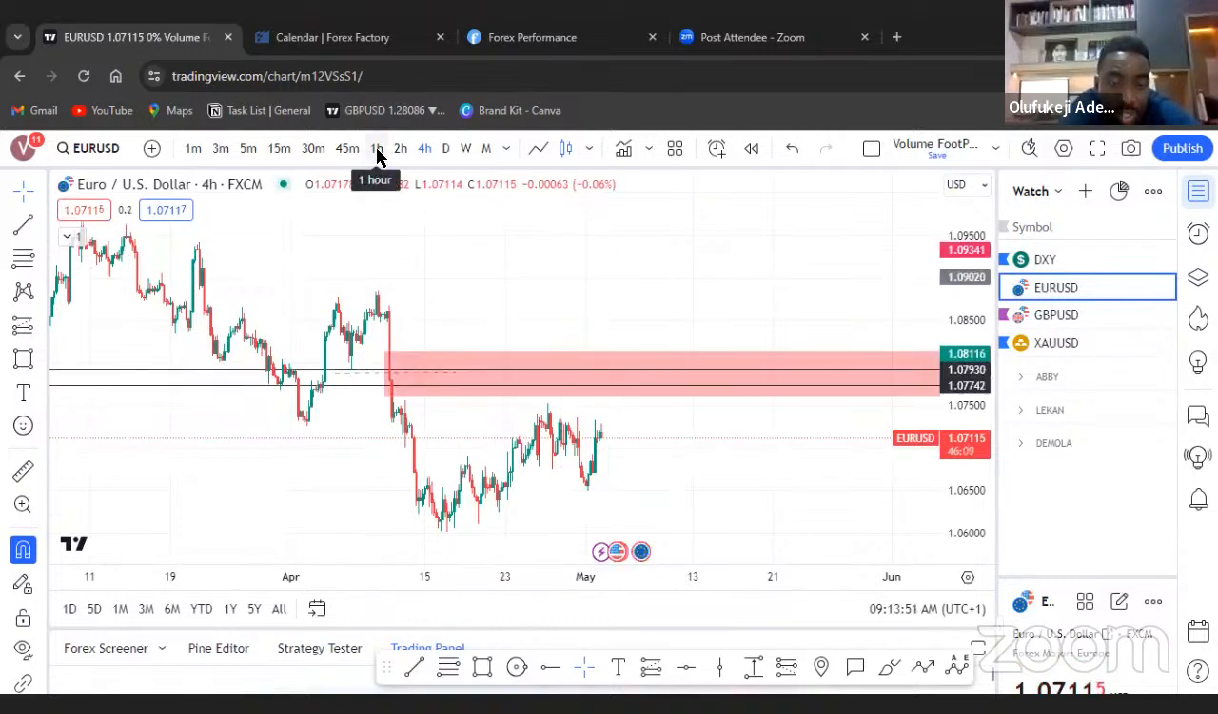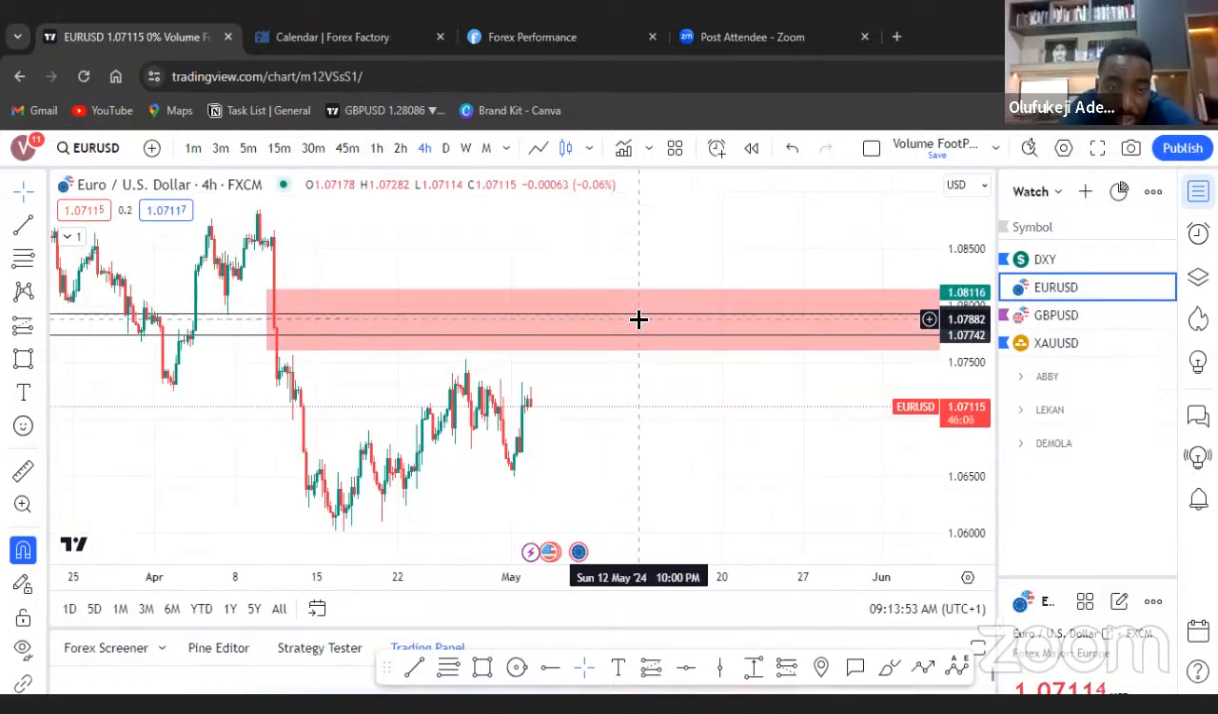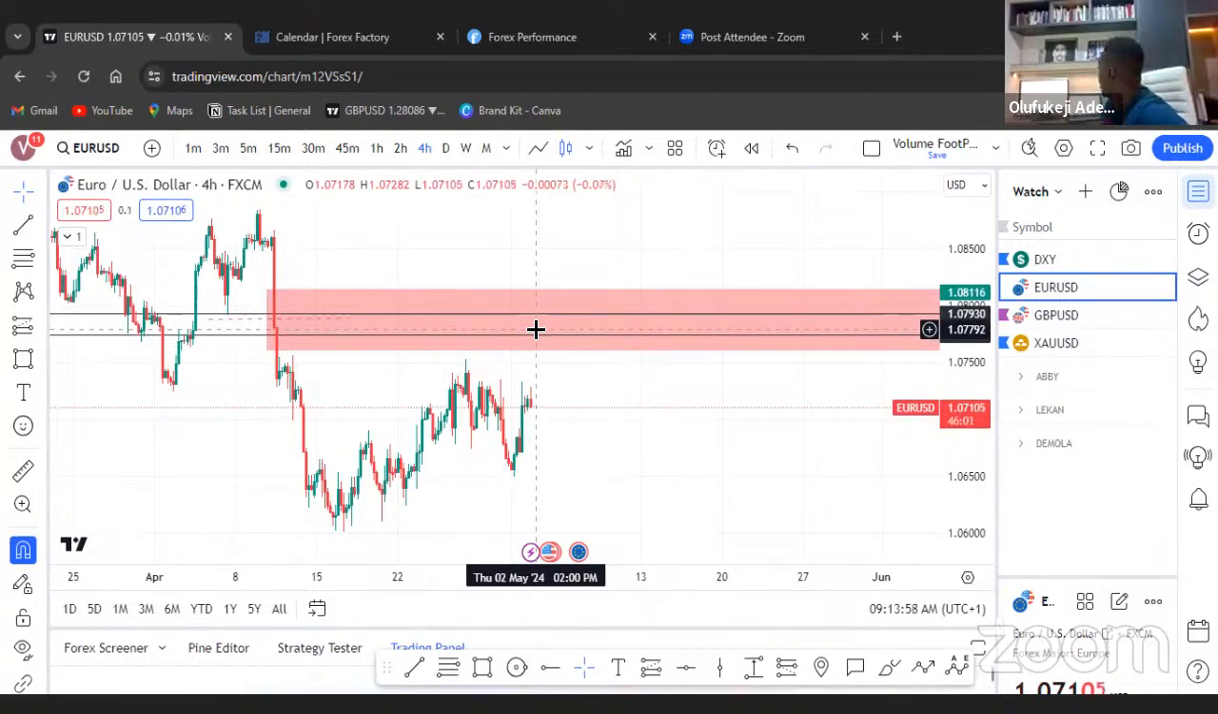If you check Euro USD, same box pattern, quick scalps if you want to take those scalps.